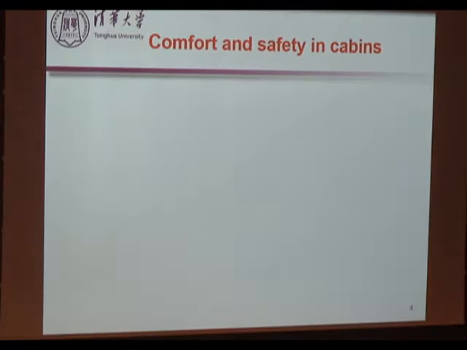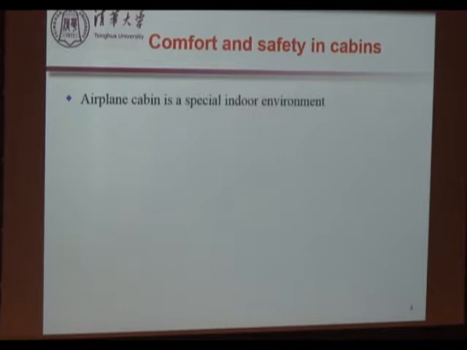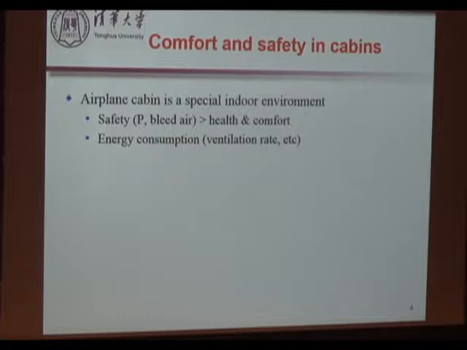Similar to many other indoor environments, we should certainly care about comfort and safety in the cabins. The aircraft cabin is a special built environment, and safety should always come at the top of the priority list. For example, pressure control is extremely important. The bleed air has to be clean, and that's always more important than health and comfort. Also, energy consumption is highly related to the ventilation I just showed you, because you cannot simply open the window to get outdoor air. Ventilation in the aircraft cabin is very expensive, so keep that in mind.